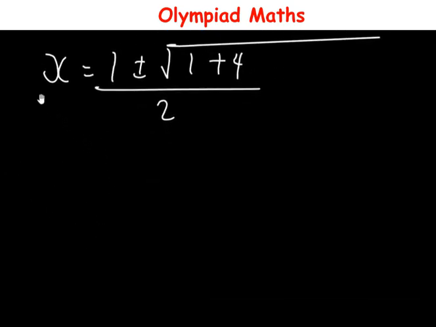With this, we have the value of x to equal (1 ± square root of (1 + 4)) / 2, that is, 1 plus or minus square root of 5, all over 2.